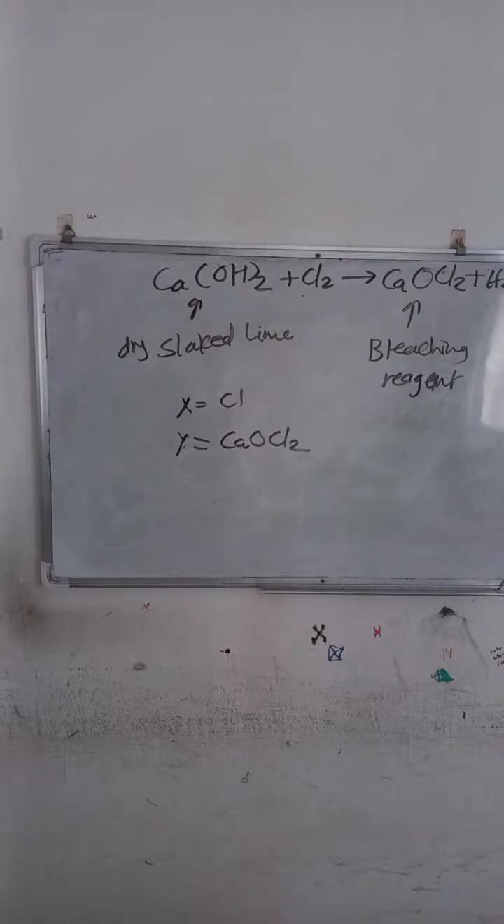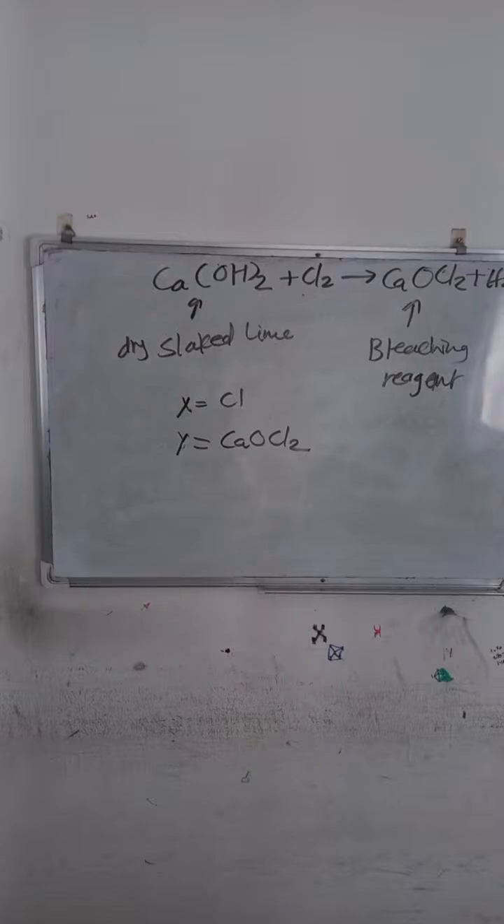So the third one I already wrote on the board. That is calcium hydroxide plus chlorine gas gives CaOCl2 plus H2O. That is, the bleaching reagent is formed when dry slaked lime is passed through chlorine gas. So we can get this answer. The third one, that is dry slaked lime, Ca(OH)2 is nothing but dry slaked lime. So I already wrote on the board, you can copy that.